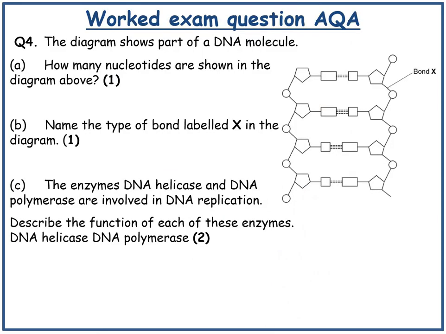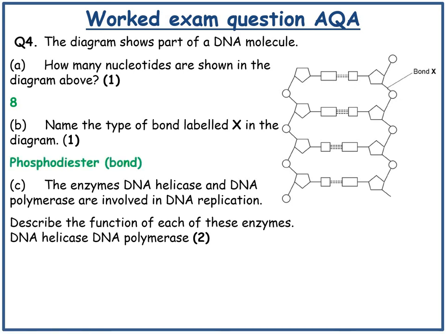So look at a worked example question now from AQA. The diagram shows part of a DNA molecule. How many nucleotides are shown in the diagram above? Remember that one of these is a nucleotide. So it would be 8. Name the type of bond labelled X in the diagram. Well, you're making the sugar phosphate backbone, and you're joining here, so it's a phosphodiester bond.